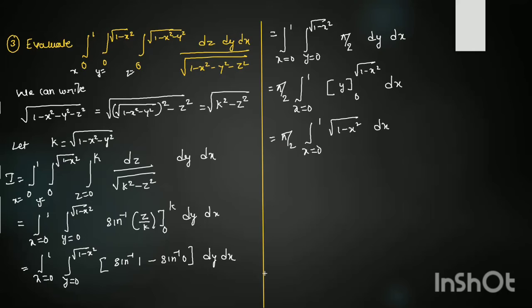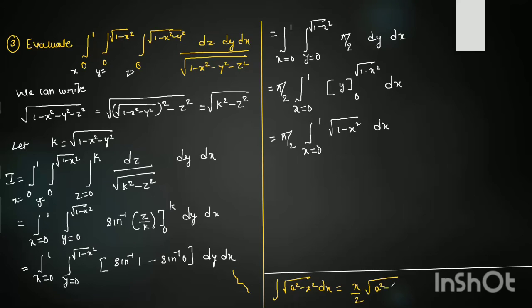There is one more formula, a direct formula for this. Anybody remember? Direct formula for this type of terms. You might have studied in your +2 or PUC, whatever you have studied. Integral of square root of a square minus x square dx equals x by 2 square root of a square minus x square plus a square by 2. Does anybody remember now?